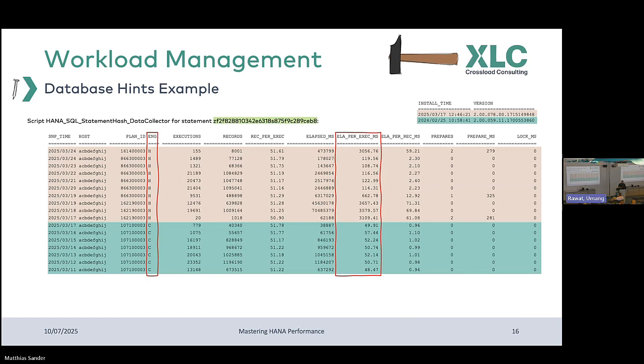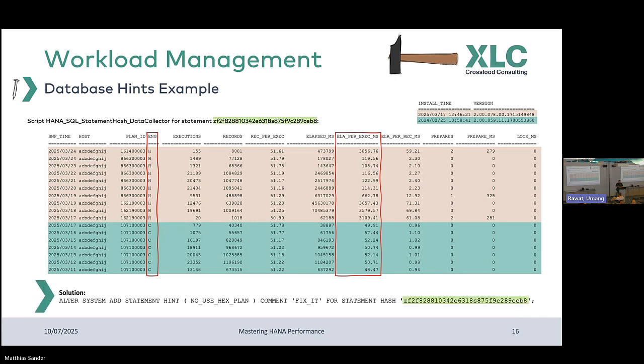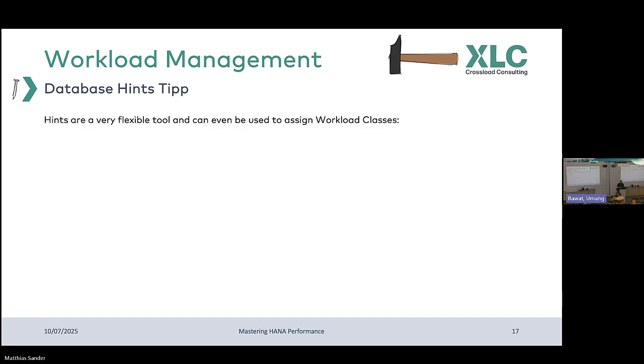And you see here that HANA is using the hex engine more and more often. And in this scenario, it was just not such a good decision at the end. To fix this, this statement hint, a no-use hex plan, fixed the issue in this example. So hints are very helpful.